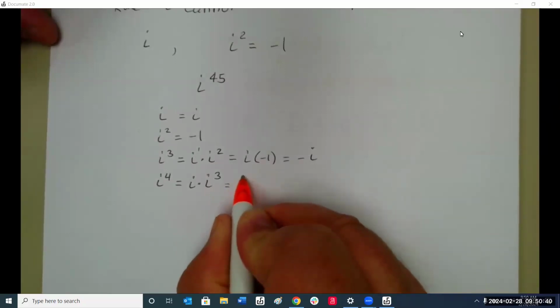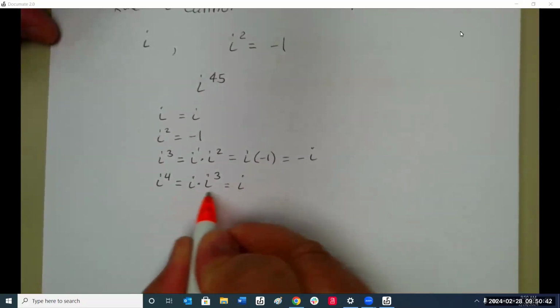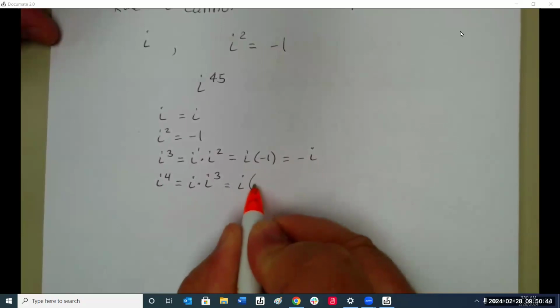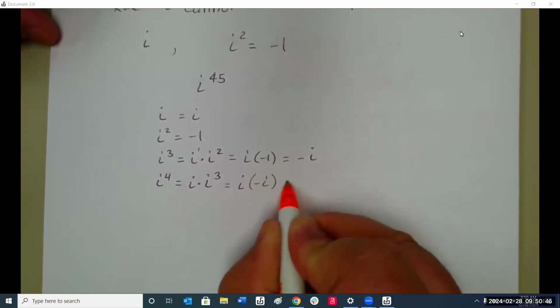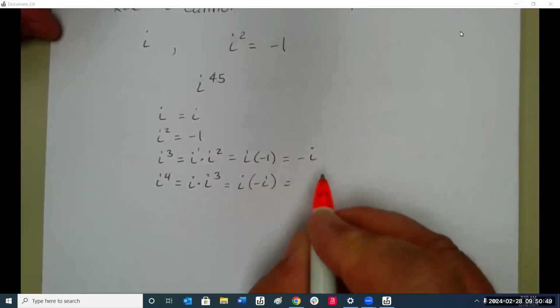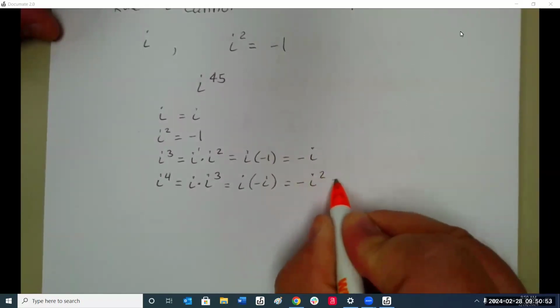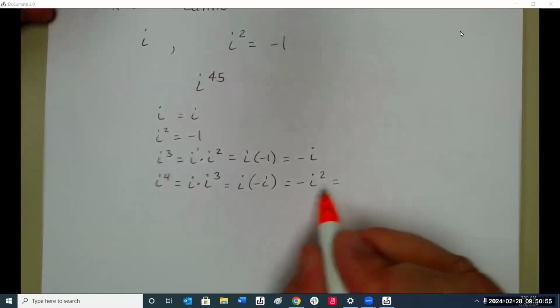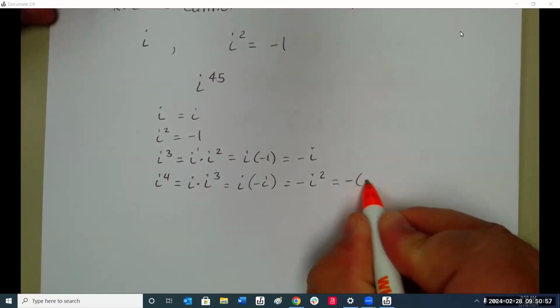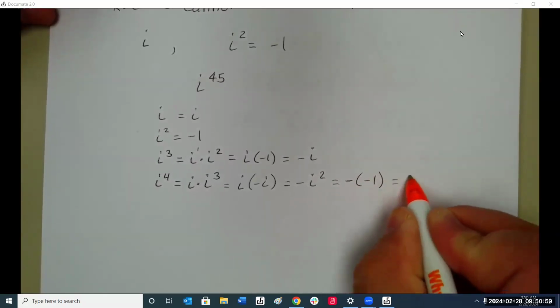So we know we have I. What is I to the third? Negative I. So I times negative I is negative I squared. I squared is negative 1. So the answer is 1.